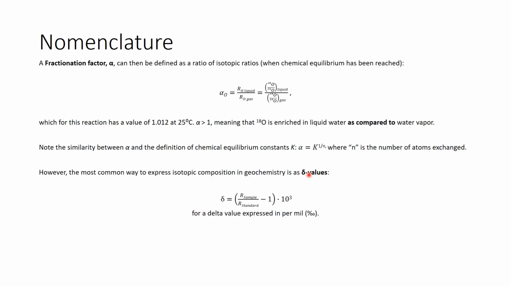However, the most common way to express isotopic composition in geochemistry is as delta values. We should note that delta values do not directly give the isotopic composition of the sample material. That is instead given by the isotopic ratio of the sample. Instead, the delta values express the difference in isotopic composition of a material versus a standard. Delta values are expressed in per mil difference between the sample and the standard.